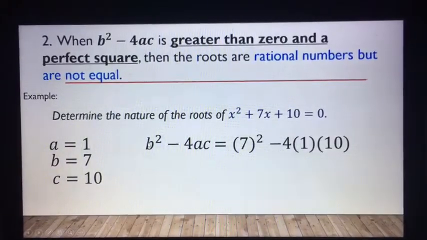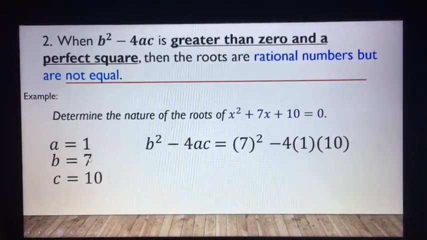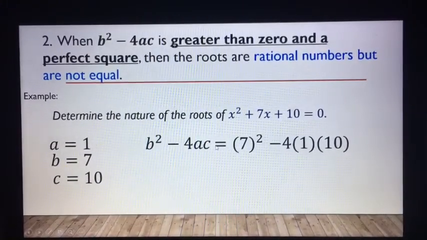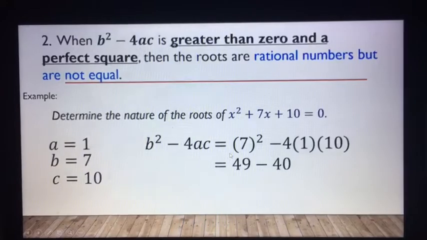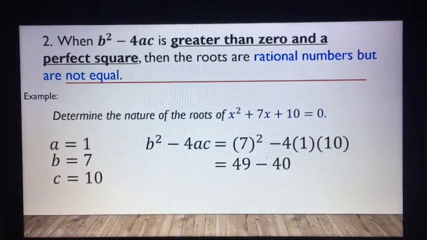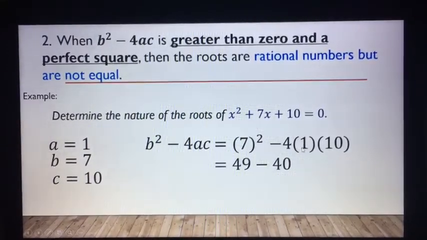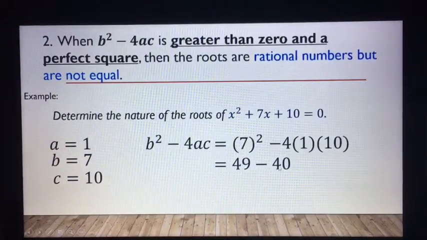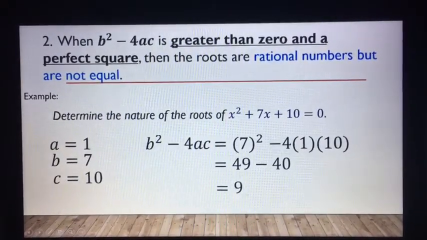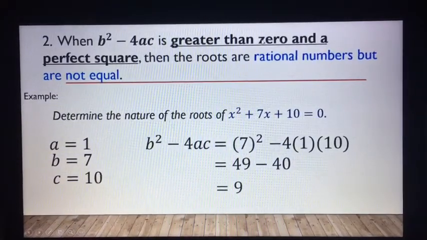So, papalitan natin yung b ng 7. Then, replace 1 in terms of a and 10 in terms of c. Then, evaluate. 7 squared or 7 times 7 is 49 minus 4 times 1 times 10 is 40. 49 minus 40 is 9. Ang 9 po is greater than 0 at saka perfect square po siya.